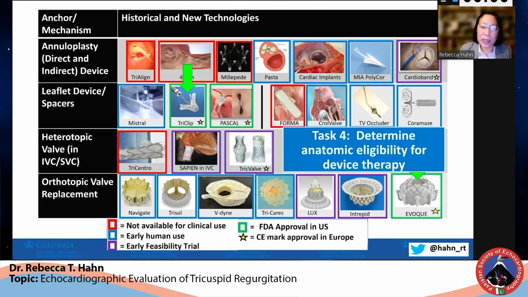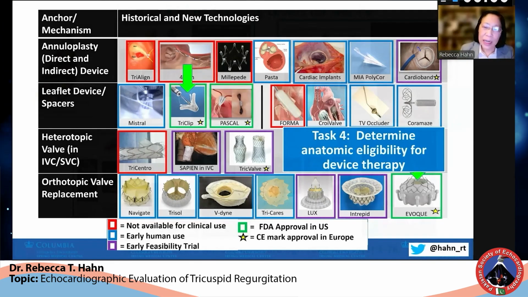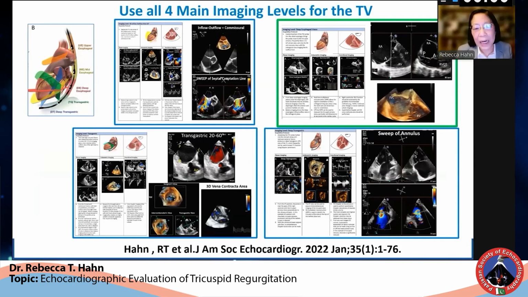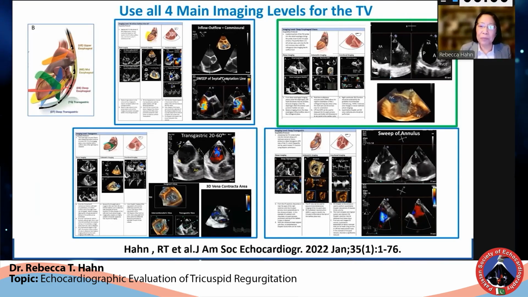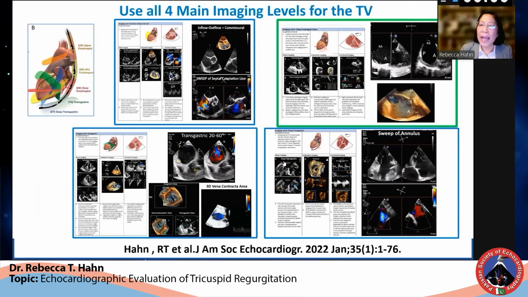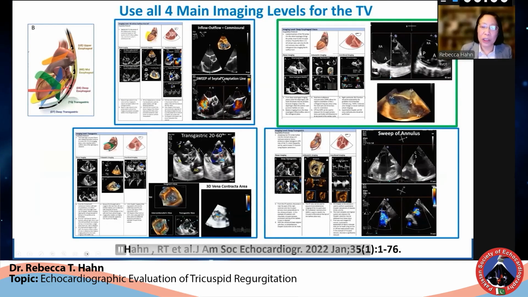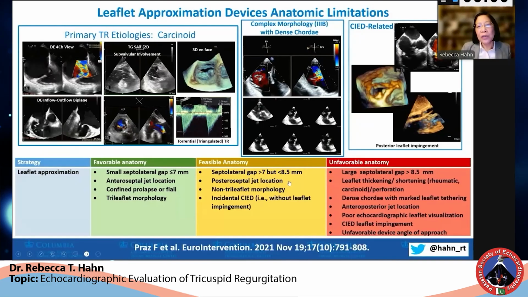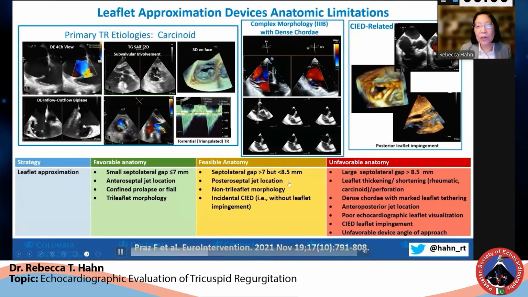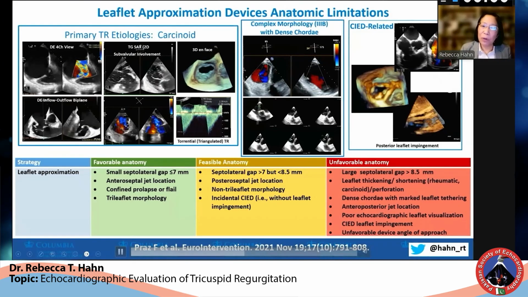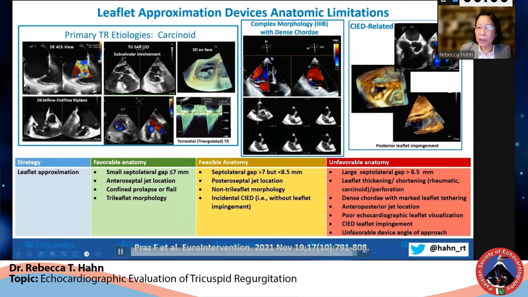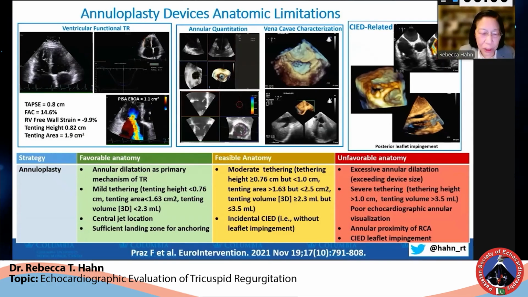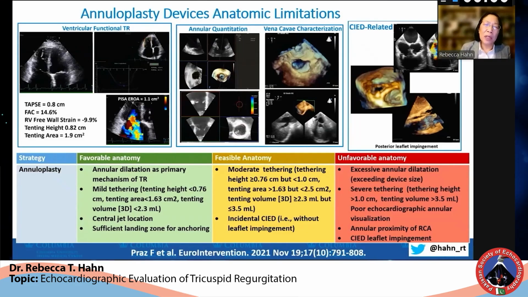And so to determine the anatomic eligibility for device therapy, we are frequently using echocardiography. This is the new guideline for screening for structural valve procedures with the added green level of imaging, which is the deep esophageal view. This is some of the anatomic restrictions that we have for leaflet approximation, as well as for annuloplasty devices. These are all published in the Eurointervention article from the PCR focus group.